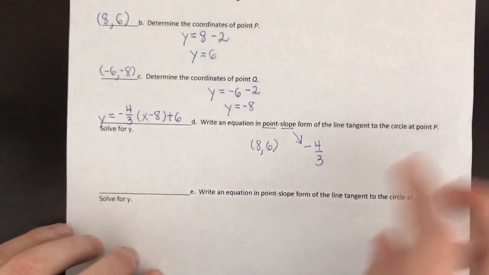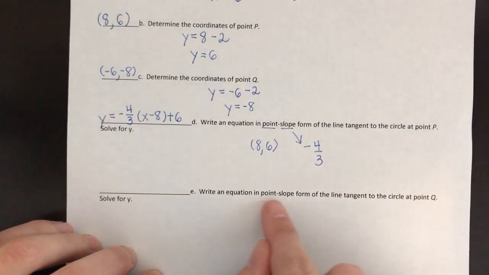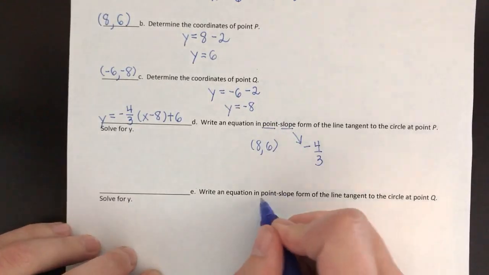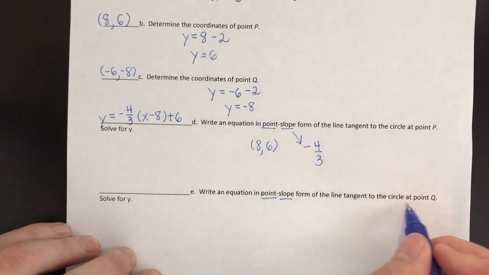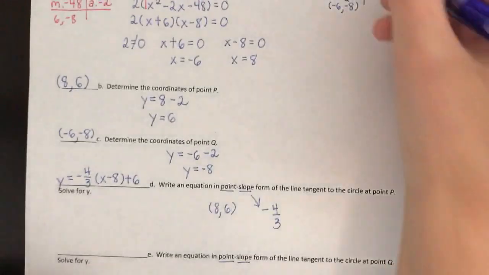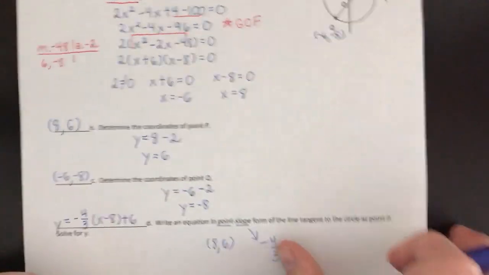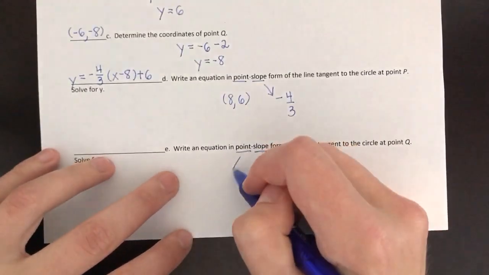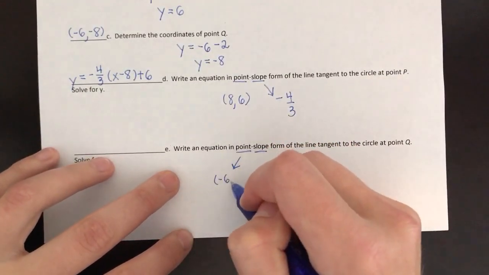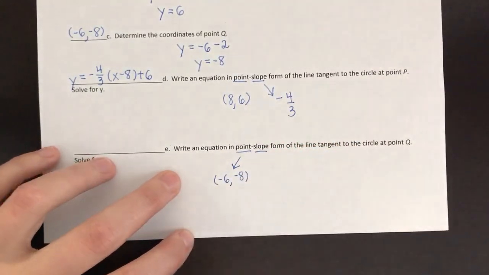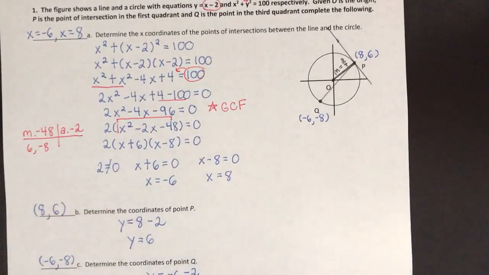Bet we know what E is going to ask, right? Write an equation in point-slope form of the line tangent to the circle at point Q. So again, point Q up here has the point -6, -8. So we know the point -6, -8. Now we've got to find the slope. So remember, come back up here.